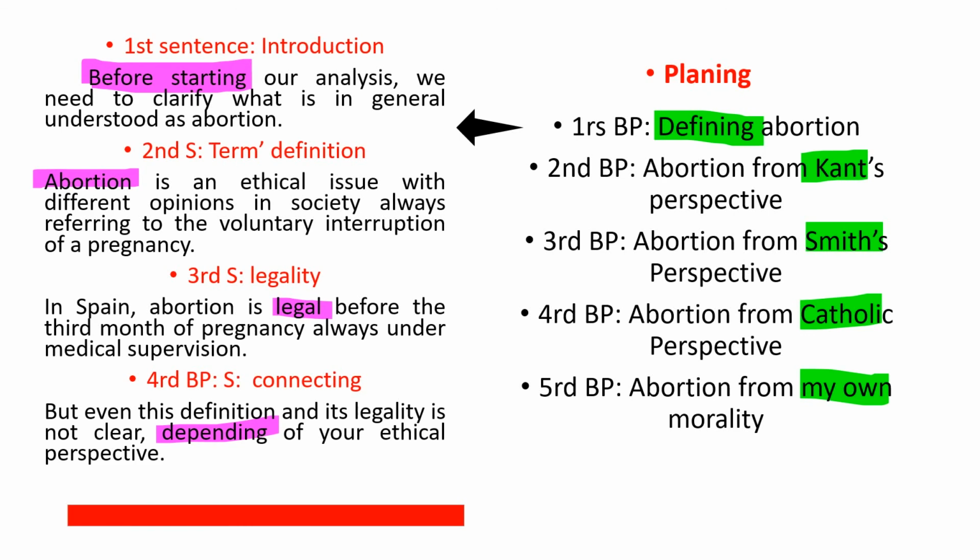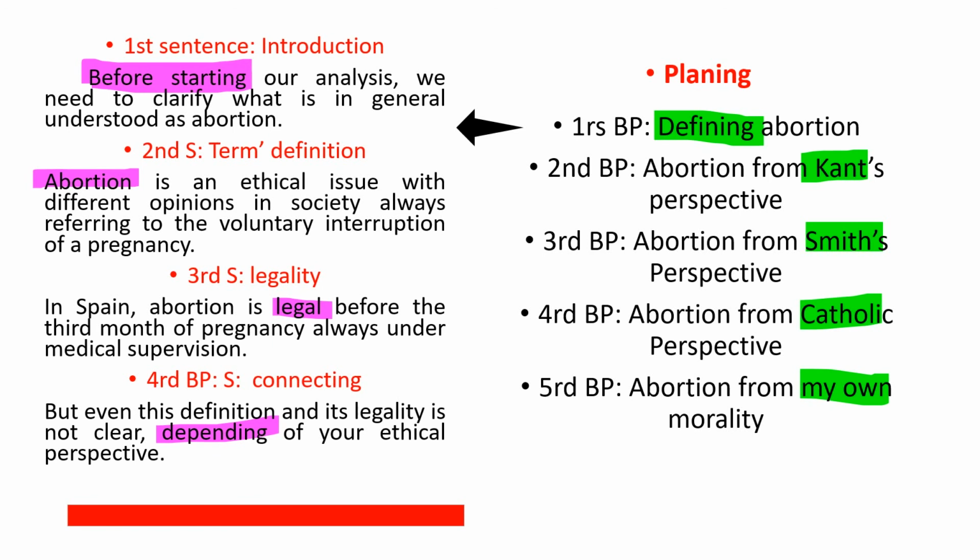Our plan is here on the right. You're going to write five body paragraphs. The first one defines exactly what we are going to understand as abortion. The second paragraph is going to speak about Kant's theory. The third one is going to be about the perspective of Adam Smith. Then we address the Catholic perspective, and the fifth body paragraph is going to be about my own morality, my point of view.